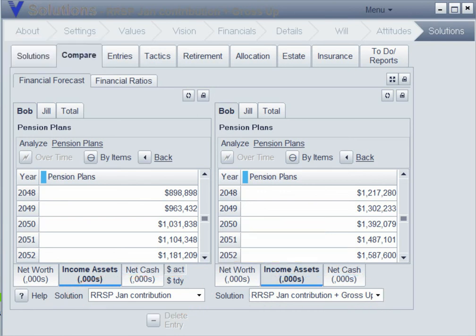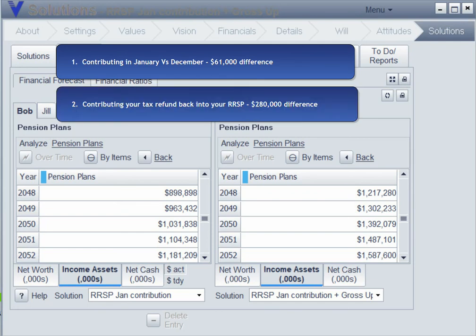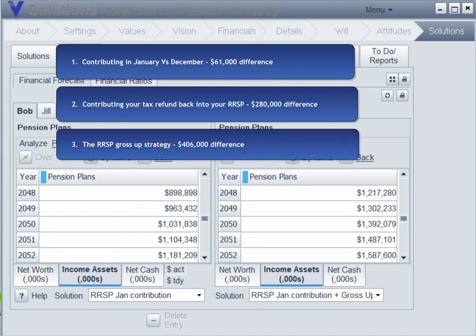So we've looked at three different ways to make the contribution. One at the beginning of the year rather than the end of the year. That's about a $61,000 advantage. We looked at just taking the refund and reinvesting that back into the RRSP. That was about a $280,000 advantage. And then we talked about the RRSP gross up strategy. And that increased your RRSP by about $400,000.